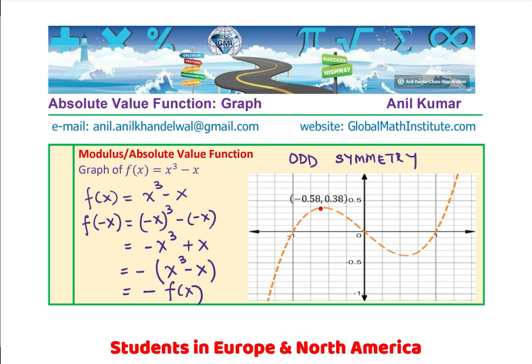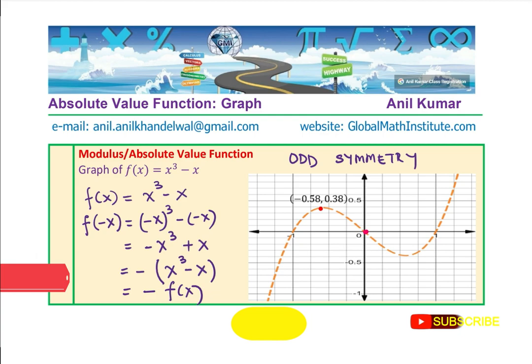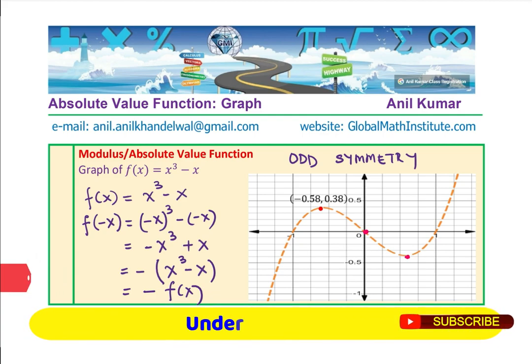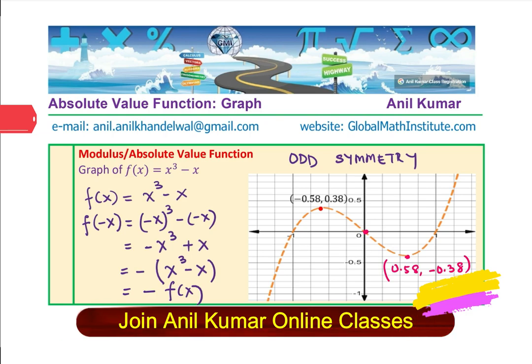Odd symmetry means it is symmetric about the origin, 180 degrees rotational symmetry about the origin. Perfect. So you can clearly see that the graph has the odd symmetry. If I am given the maximum, I also know what the minimum is. It will be at 0.58, and the value will be minus 0.38. That is the meaning of odd symmetry. So that is a cubic function.